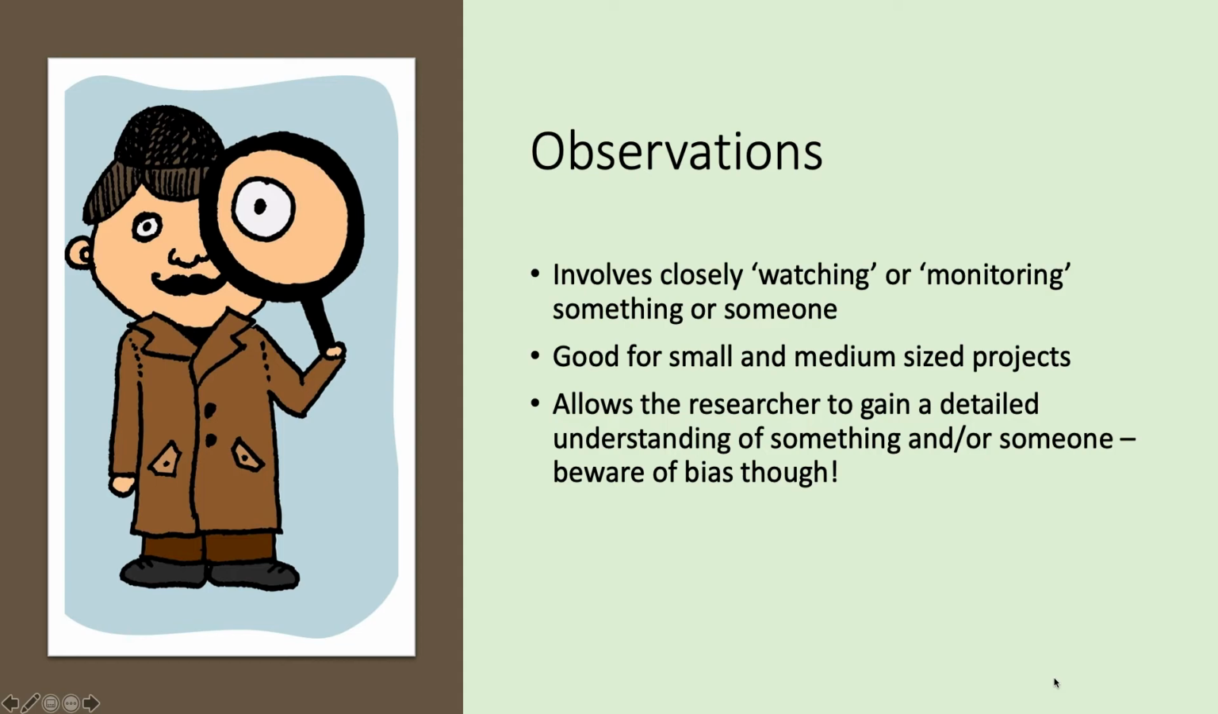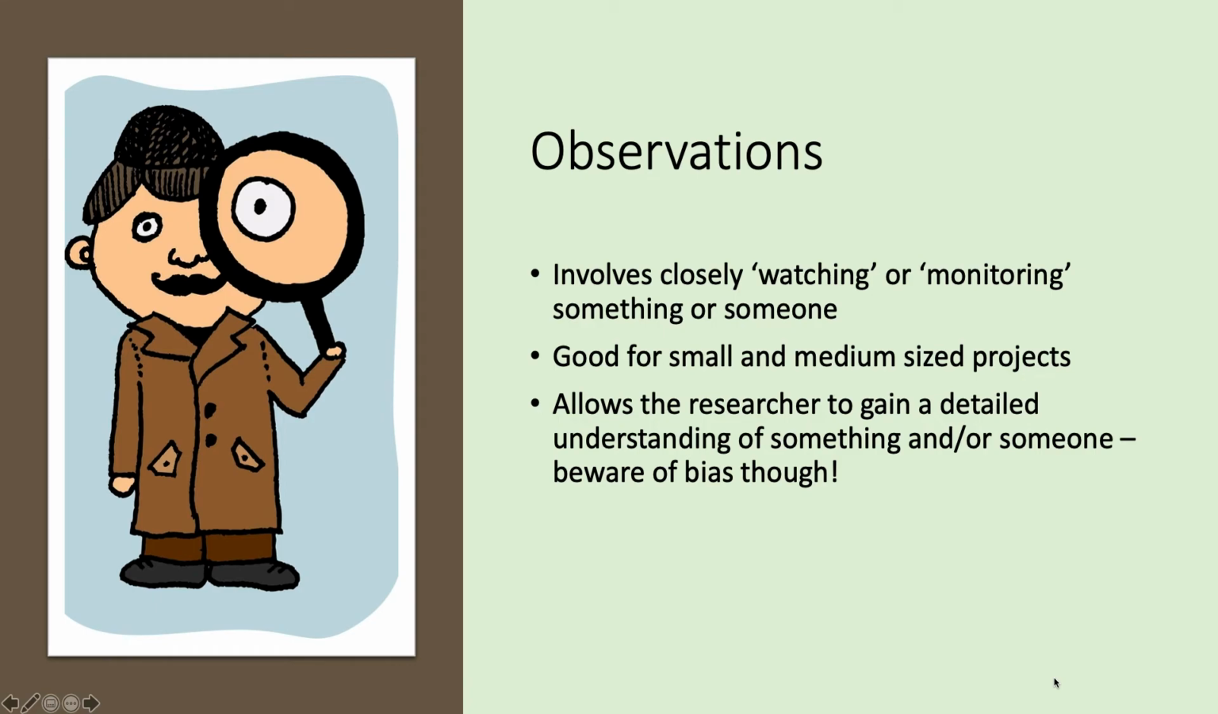And it allows the researcher to gain a detailed understanding of something. But one thing you need to be aware of is bias. And we don't want the observer to be biased. Now, what I mean by that is, when some people are being observed, because they know they're being observed, they behave differently. They act differently. And that's what we call the observer effect. So when somebody is watching, you would do what you think you should do rather than what you would do naturally. Okay, so if that makes sense.